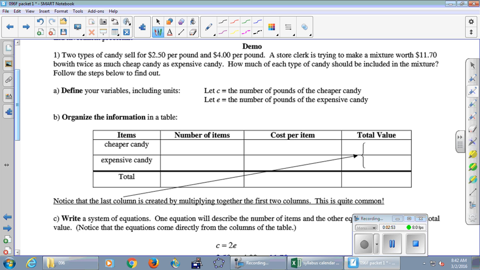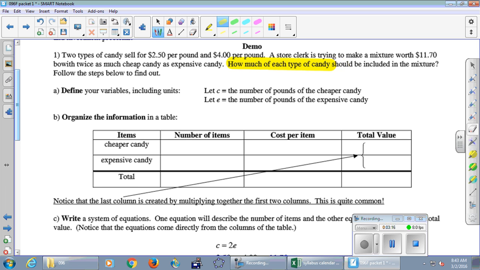So here's our process for setting up the equations. First, we're going to define some variables. Again, if you read carefully, I will tell you exactly what your variables should represent. The final answer to this problem is going to be how much of each type of candy. Those are your variables. One of them is how many pounds of the cheap stuff, and the other is how many pounds of the expensive stuff.